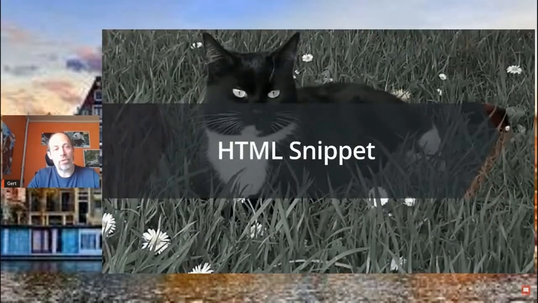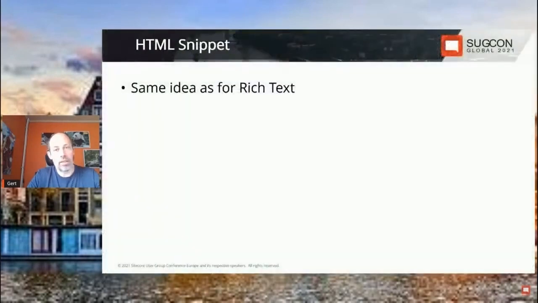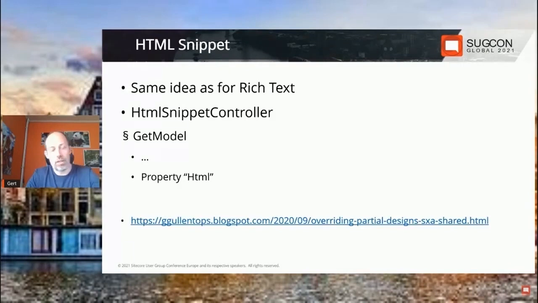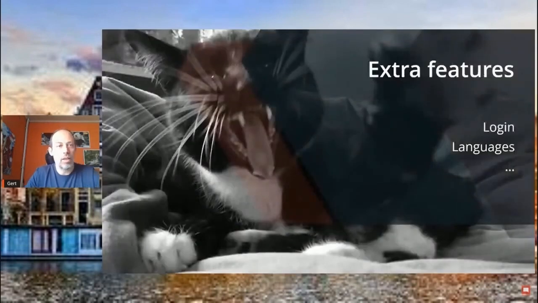We did the same for the HTML snippet because we needed that as well. Same idea. In this case, we need to use the HTML snippet controller, because on the get model, we have to be able to set the HTML property for the HTML snippet to work. Code again in the blog, free for you to use. We need to move on because we still have some extra features that we need to tackle.